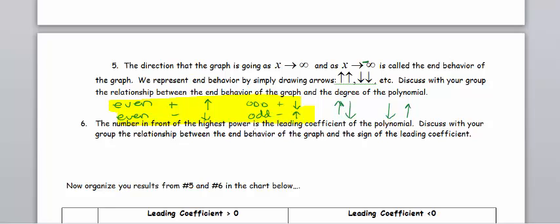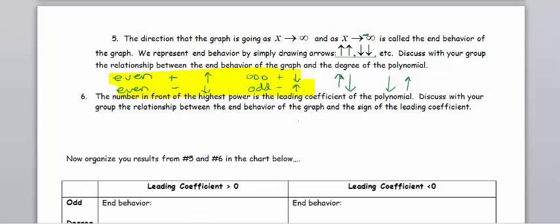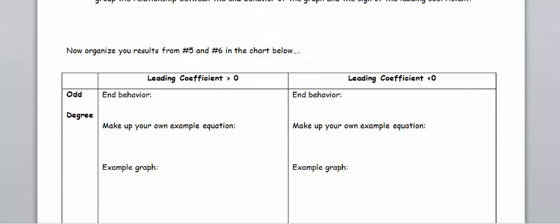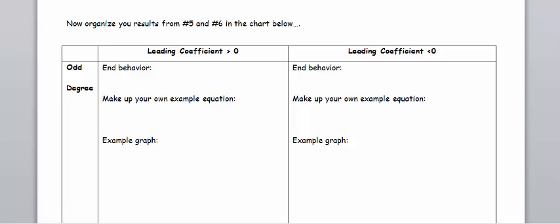The number in front of the highest power is called the leading coefficient. And I think we've just talked about what that end behavior is and the sign of the leading coefficient. If that leading coefficient is positive or negative, that's going to have to do with what's going on. So let's try to summarize all of this in a chart.